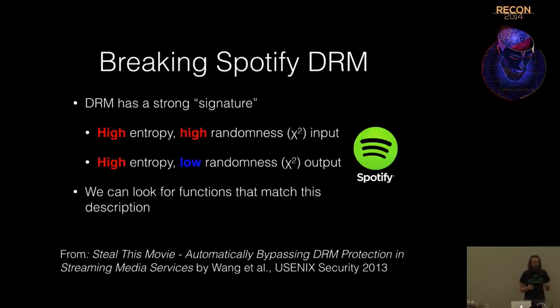We can get around all this by just taking a recording of Spotify. We can fire up a VM, put in Spotify, start playing a song, hit record, and now we're going to have a recording of all of the code that gets executed as Spotify decrypts and plays this song. Now we can go through with the plugins that we've talked about and some new ones, and calculate the entropy and randomness of all of the data streams passing through these tap points. What we're looking for is some function that reads in this high entropy, high randomness data and writes out high entropy but low randomness data. That's going to be the decrypted but not decompressed song.